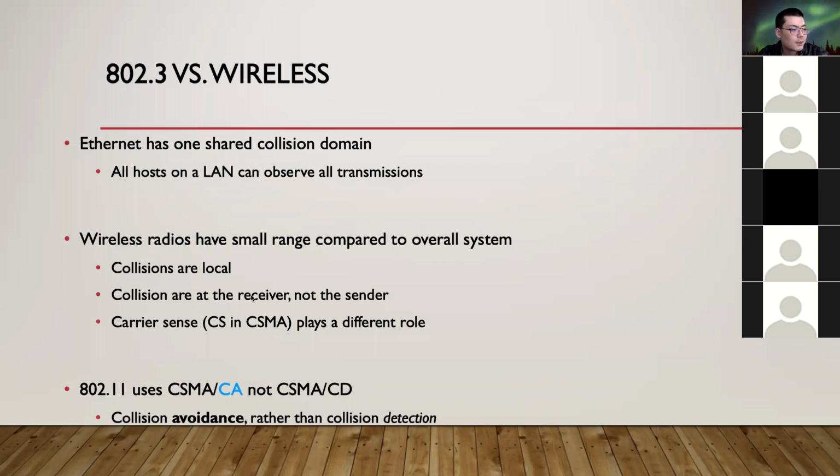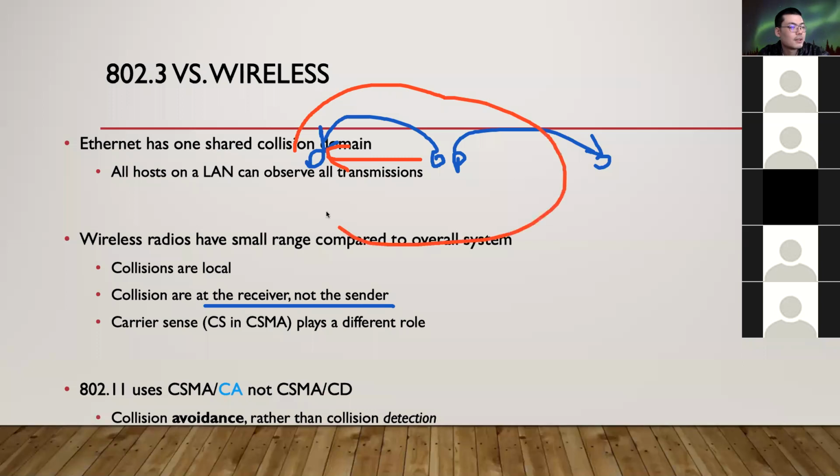And collisions are at the receiver, not the sender. What does this mean? Let's go back to this example again. You have 3 people. Let's say 2 people are here, and this guy is sending to this guy. So you have 2 signals. One signal, one packet, is like this. You know that you can reach this guy. The range is something like this. But you cannot reach there because there's some distance here.